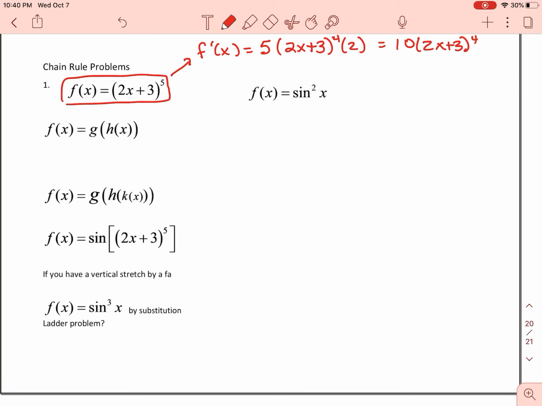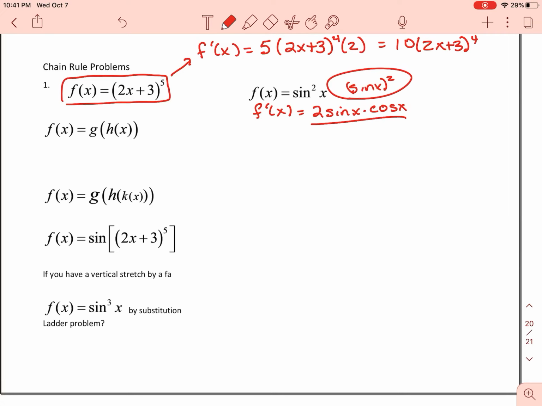I would suggest you pause the video right here and see if you can do these, and then play the video and see if you got them right. This one here, f prime of x, this is really (sine of x) squared, so it's going to be, and I suggest a lot of times you write it like that to not make a mistake, 2 sine of x, and then the inner function is sine of x, derivative of that's cosine of x, and so that's your answer. That problem normally kids get right.